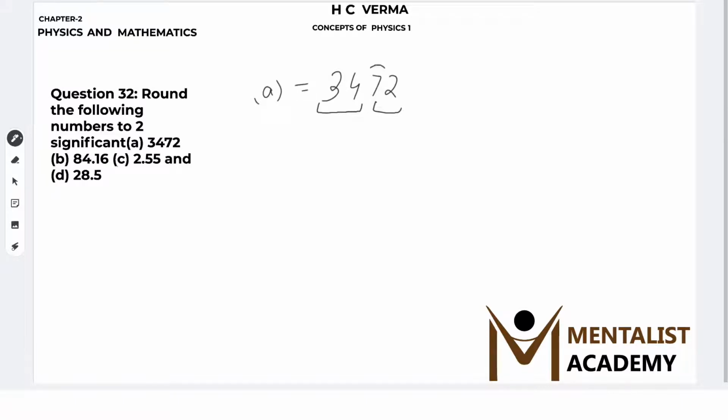Now the number next to the significant digit which we have to keep is a number which is greater than 5. So when we remove this digit, we will increase this digit by 1. So when rounded off to two significant digits, it will become 3500. I have removed 72 and introduced two zeros in place of that, and because 7 is greater than 5, I have increased this number 4 by 1 and made it 5. So this will be the number.